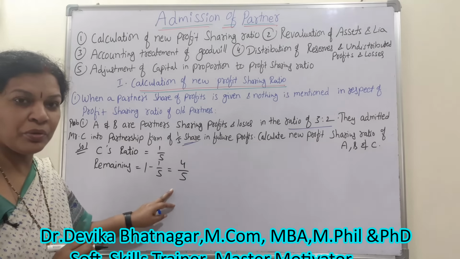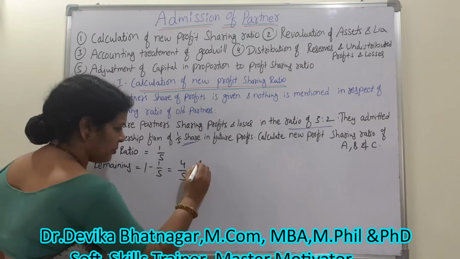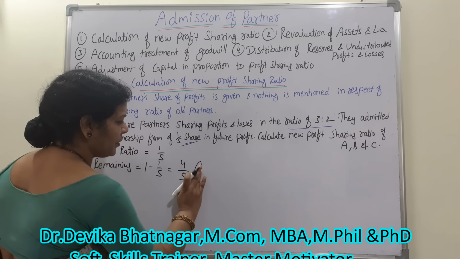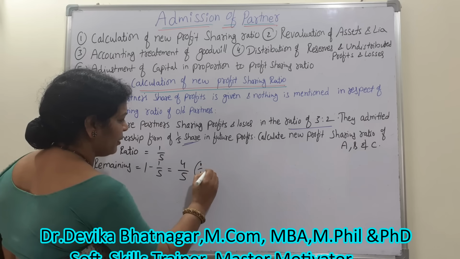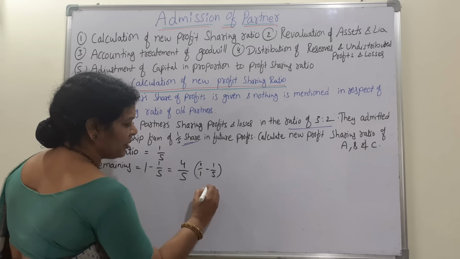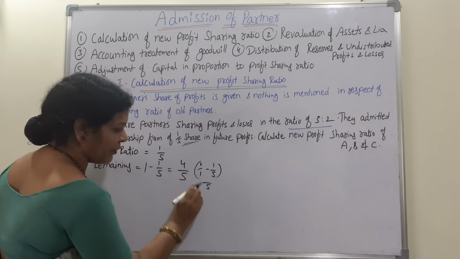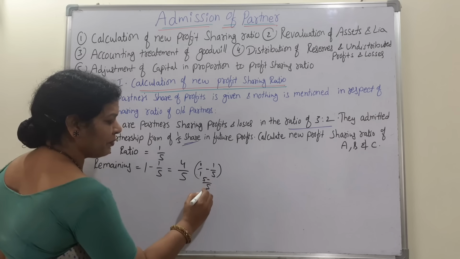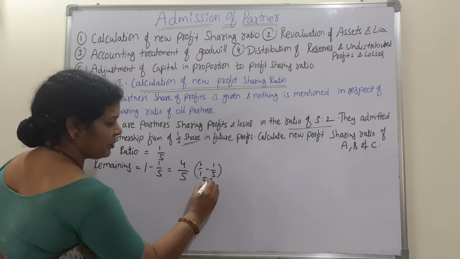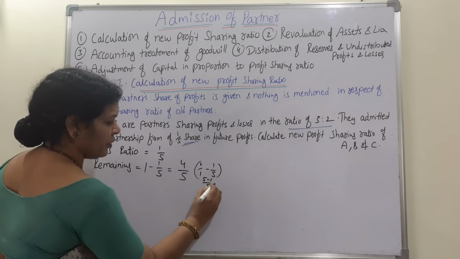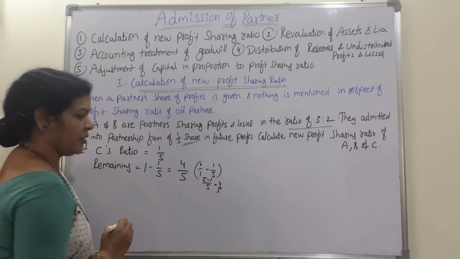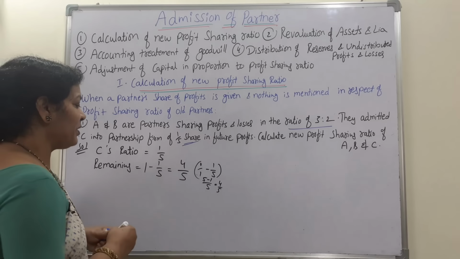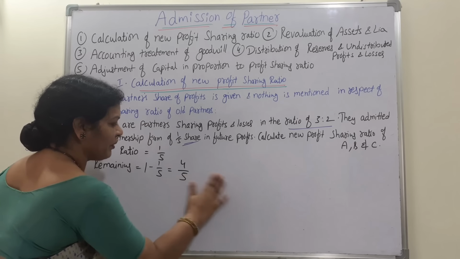You know how we got this 4/5? I'll show you: 1/1 minus 1/5. If we take the LCM as 5, 5 ones are 5, 5 into 1 is 5. Here 5 ones are 5, this is 1, so you get 4/5. I think you remember this from school life. Anyway, we got it: remaining is 4/5.